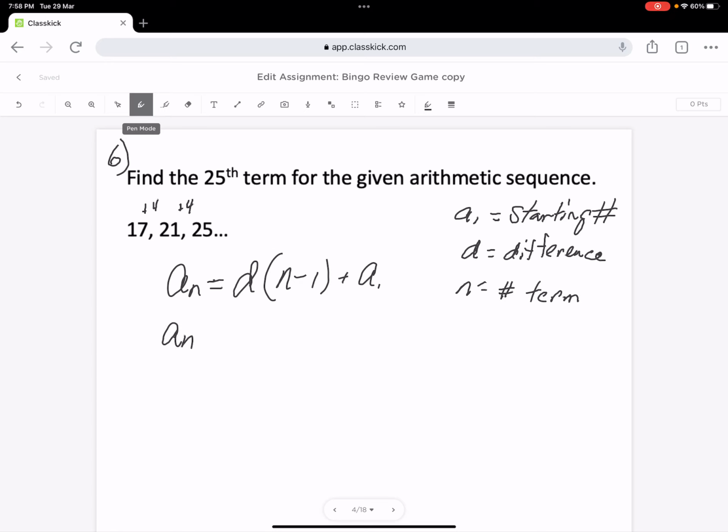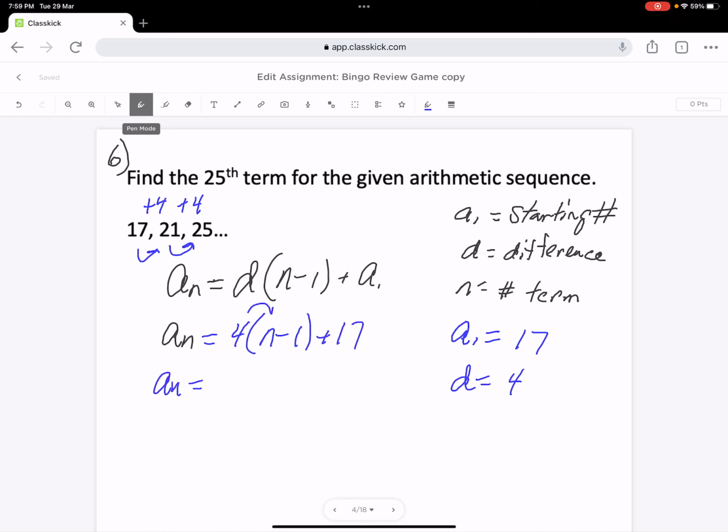So now what I'm going to do is identify what actually is our difference and what actually is our starting number. Well, a sub 1 is easy to find because it's just the first number in our sequence, so it's 17. Our difference, we then just need to look and say, okay, how is this changing? From 17 to 21, we are adding 4. From 21 to 25, we are adding 4. So our difference is equal to 4. So a sub n is equal to 4 times n minus 1 plus 17. And now we just simplify.